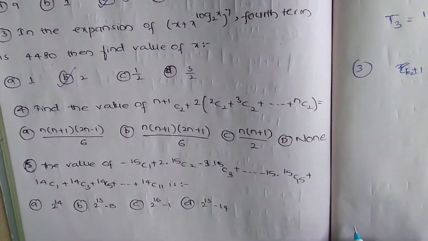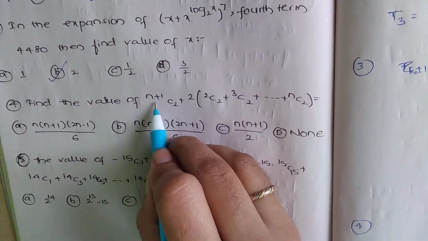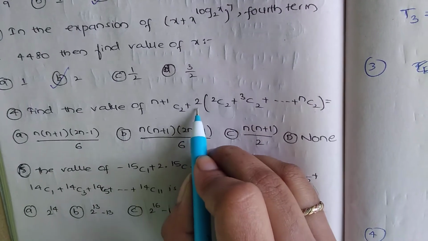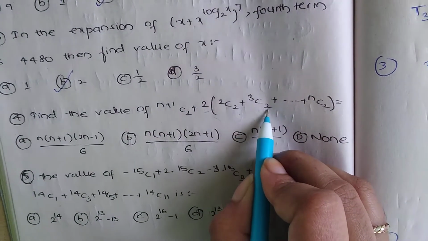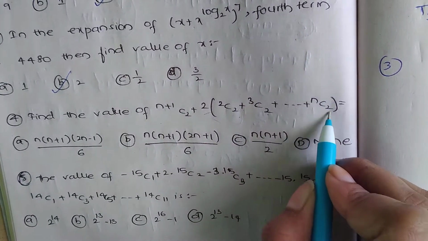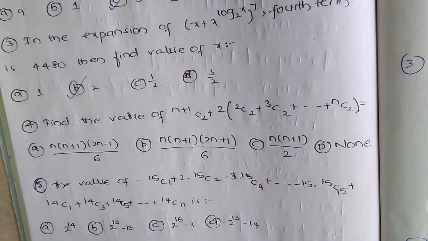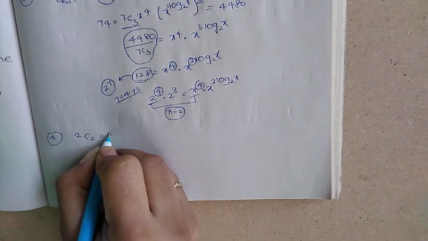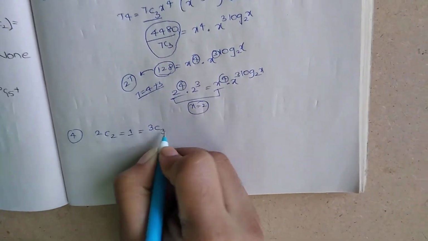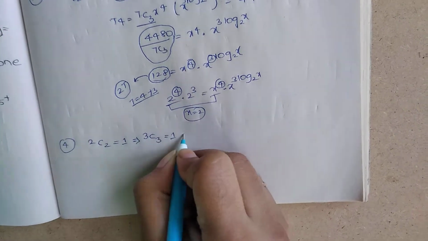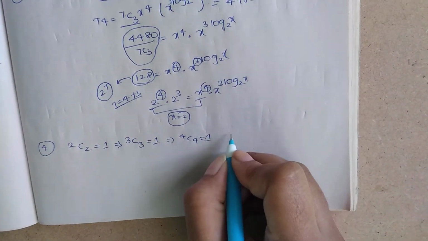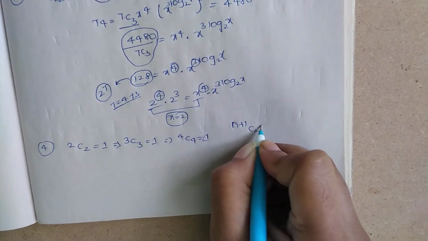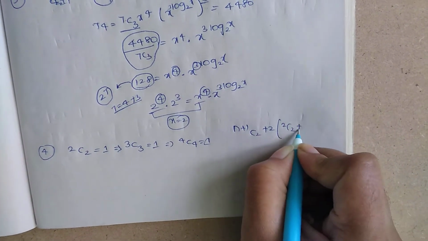Yes. So, fourth question. Find the value of (n plus 1)C2 plus 2 times (2C2 plus 3C2 plus up to nC2). Yes, you see here. What is the value of 2C2? 1. What is the value of 3C3? 1. What is the value of 4C4? 1. So in the question, it is like this, right? I am copying the question now.